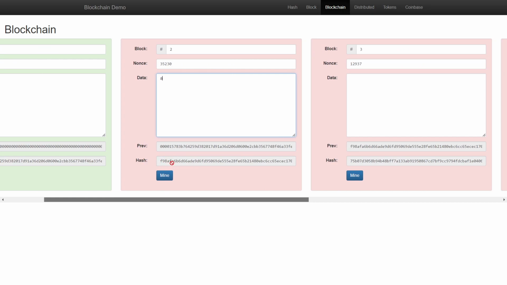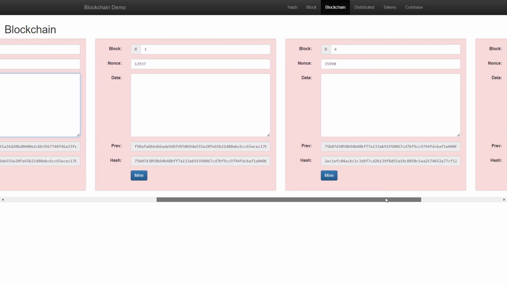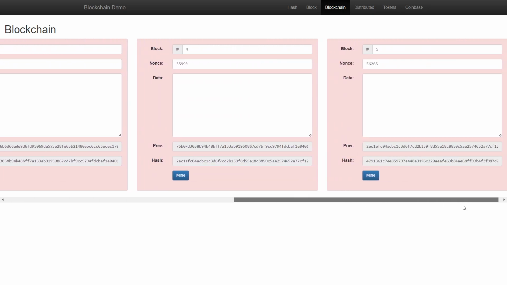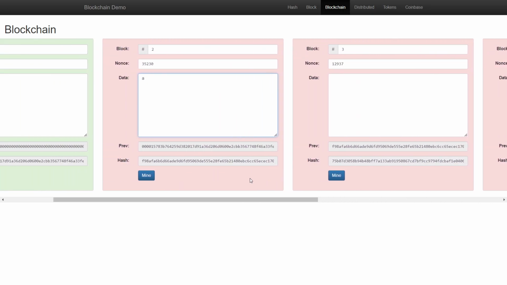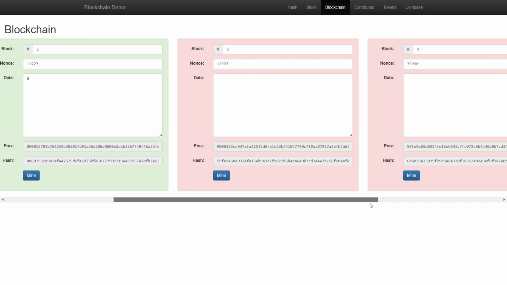Look, the difficulty level, the format required for the hash, is not there. Similarly, the same thing happens with all the blocks after that. They become out of sync. Even if I manage to mine this particular block, the rest of the blocks become out of sync, or invalid.